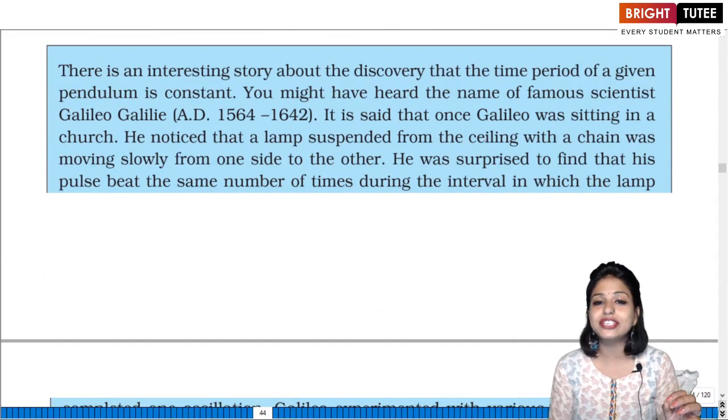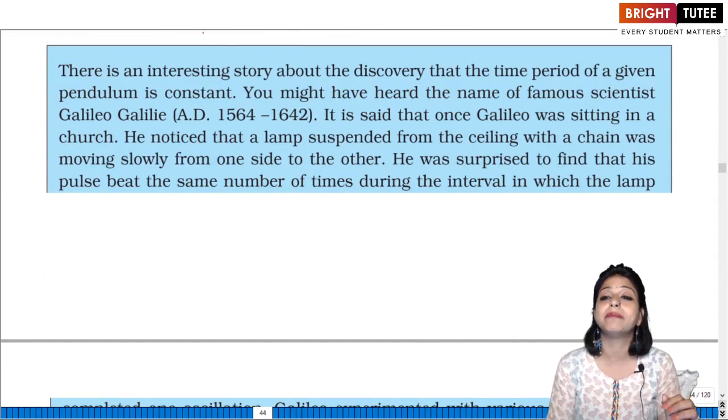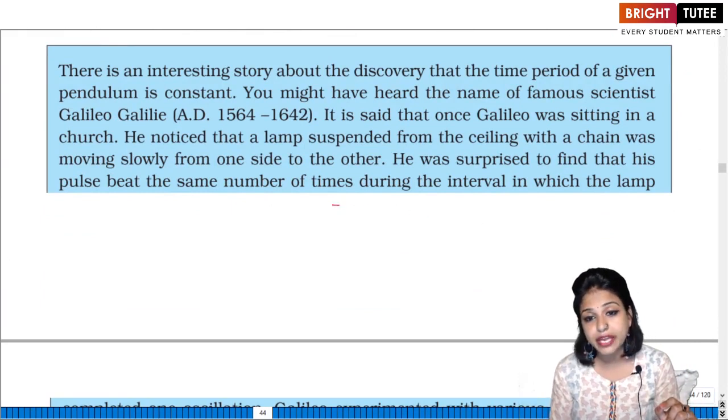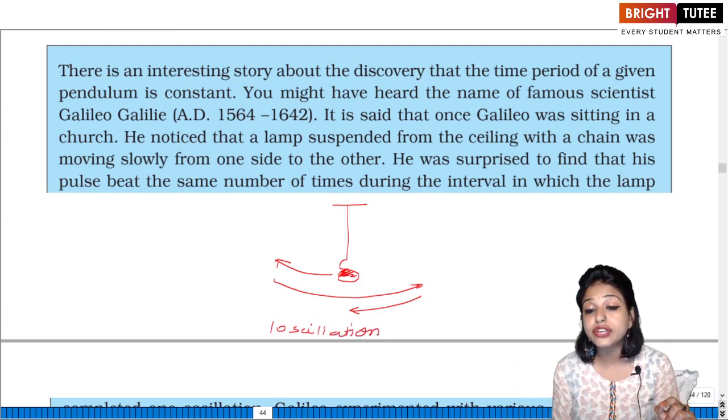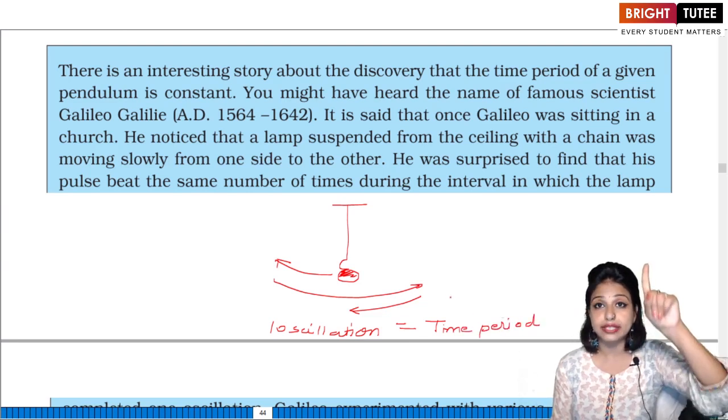There is a very interesting story about the discovery of the time period, why the time period of a given pendulum is constant. So people, when we did the experiment with the pendulum, the pendulum goes like this, comes back, and that gives me one oscillation. The time taken for one oscillation is one time period. That is what the time period is, the time taken for completing one oscillation.